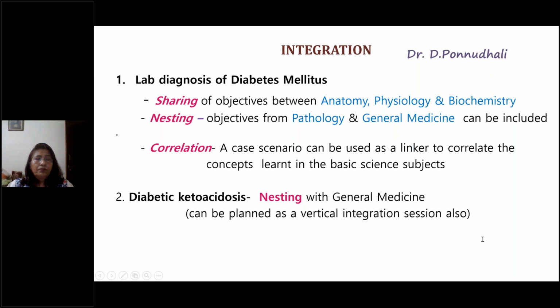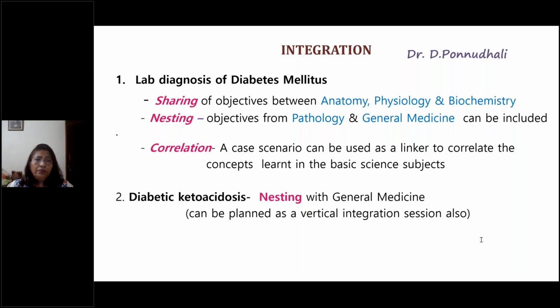Thank you, Dr. Bhavesh. For the competencies 3.8 and 3.10, I have prepared certain topics for integration and SDL. First will be laboratory diagnosis of diabetes mellitus. Here, sharing of objectives can be done between anatomy, physiology, and biochemistry, and nesting of objectives from pathology and general medicine can be included in our lesson plan. Correlation can be done by using a case scenario as a linker to correlate the concepts learned in the basic science subjects.